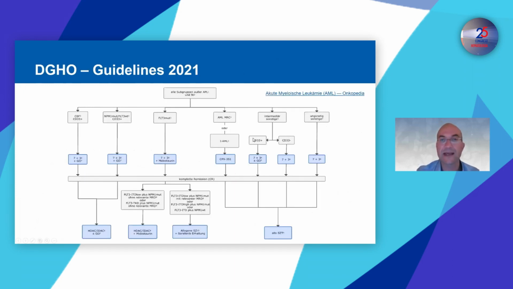And with this, I'm now at the end. I think I went a little over time. Just to summarize again, those are the German guidelines from 2021 to show you again, molecular aberrations are playing a big role. We have risk-adapted treatment options. The MRD level is becoming more and more important, as it will have an impact on how we consolidate the patients, for example, and how we follow them up.